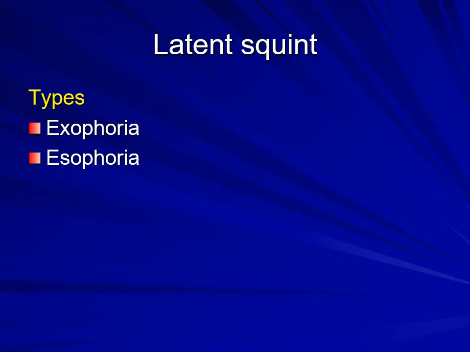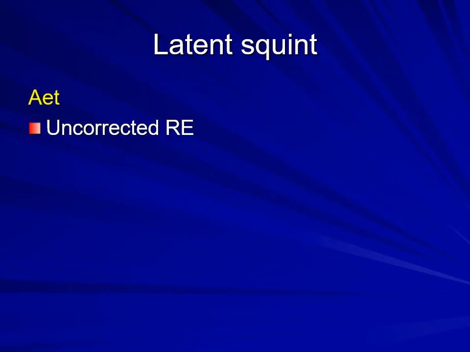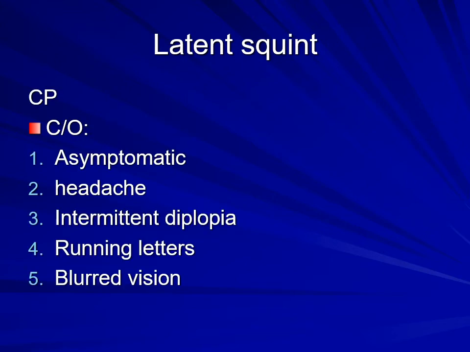Types of latent squint are either exophoria, meaning tendency to diverge, and esophoria, meaning tendency to converge. Latent squint can present by the following symptoms. First is asymptomatic with no symptoms, and other symptoms which are headache, intermittent diplopia, running letters and blurring of vision, which happen because of imbalance of the near reflex.